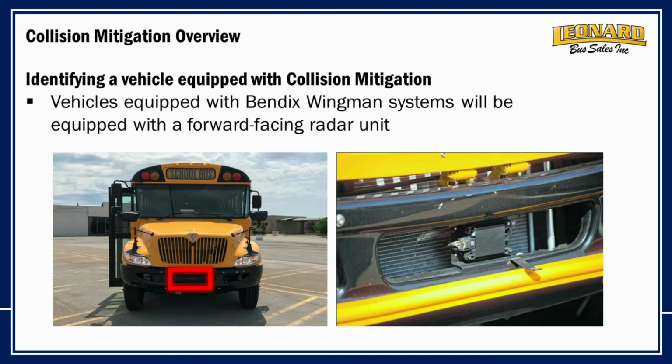Collision mitigation uses a radar unit in the front bumper to determine your following distance to the forward vehicle. This system affords the bus the ability to notify the driver if their following distance decreases to an unsafe level, and even automatically apply the brakes to prevent a rear-end collision.